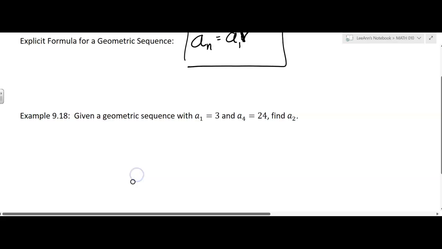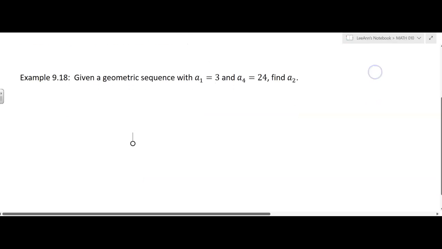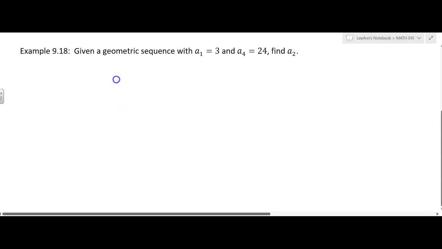Okay, so given a geometric sequence with a sub 1 equals 3 and a sub 4 equals 24, find a sub 2. Okay, so we did a problem similar to this when we were doing arithmetic sequences, but this will be a little different. So we're going to take our formula, which I've already scrolled past, but we'll just write it again. If you keep writing these formulas, you'll remember them.